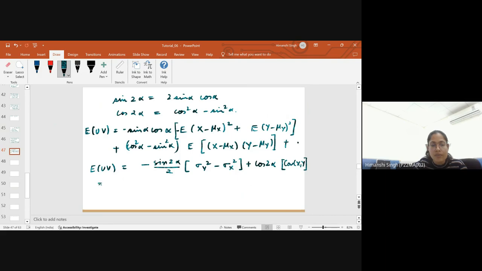So it will be minus sine 2 alpha by 2 into sigma y square minus sigma x square plus cos 2 alpha into this covariance, which is rho sigma x sigma y. Now, in order for u and v to be independent, this expected value should be 0. In order for this to be 0, this quantity should be equal to this quantity.